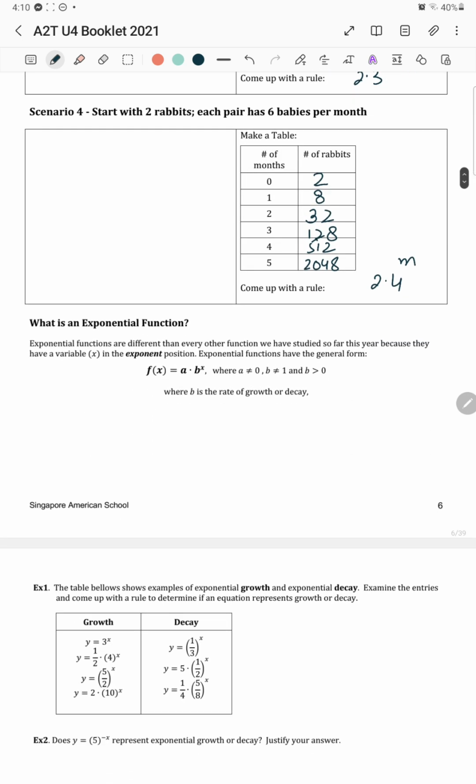What is an exponential function? Exponential functions are different than every other function we have studied so far because they have a variable x in the exponent position: a times b to the power x, where a can never be equal to 0, b can never be equal to 1, and b should be greater than 0. b is the rate of growth.